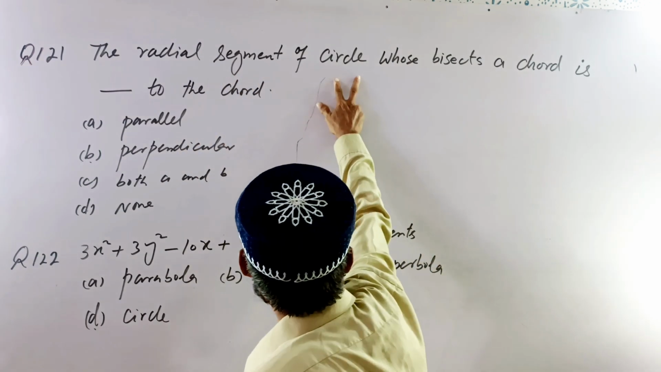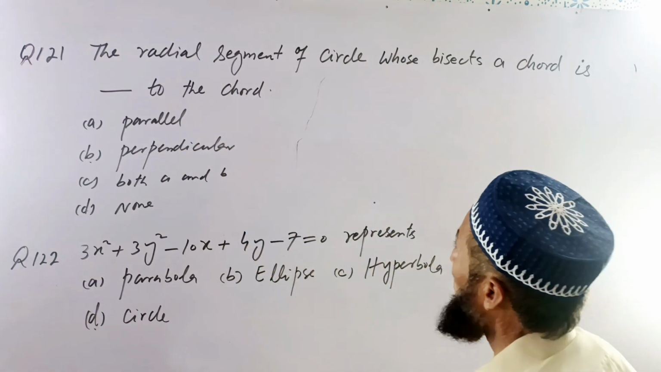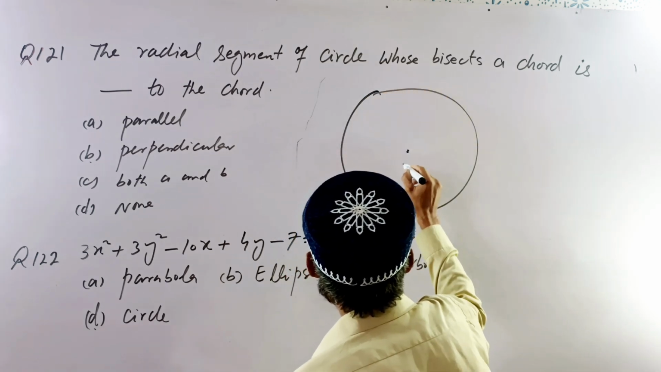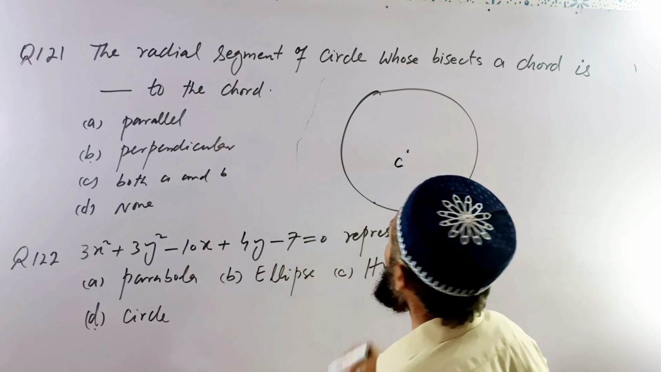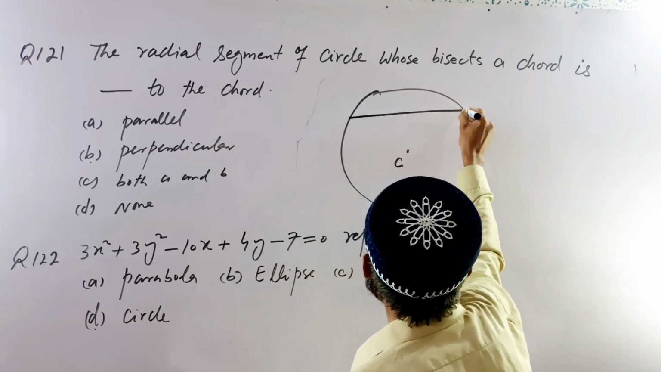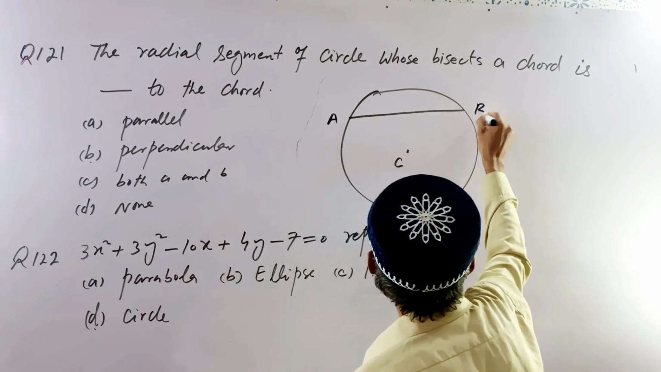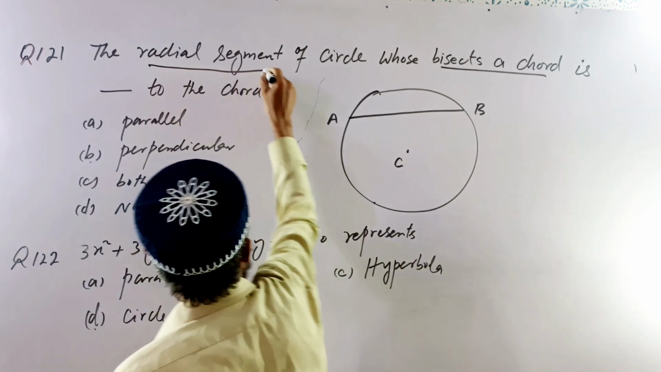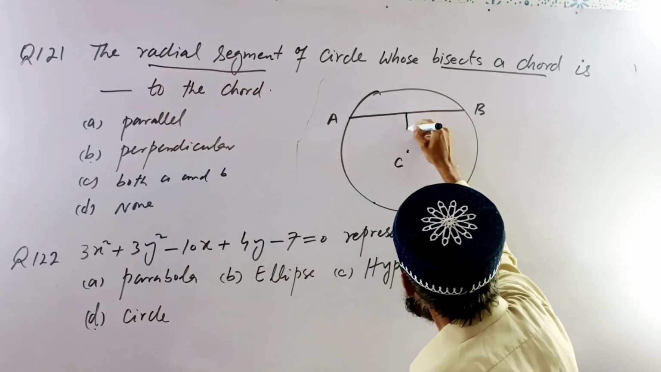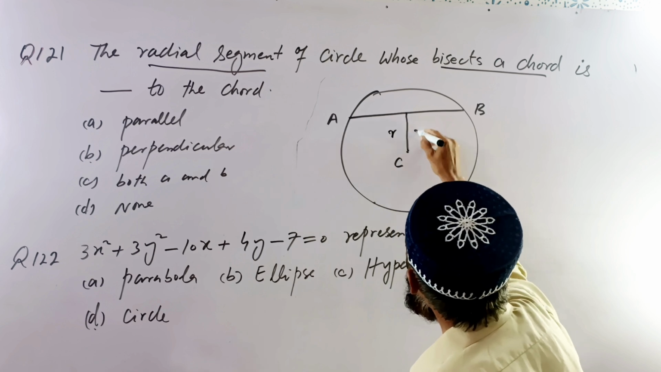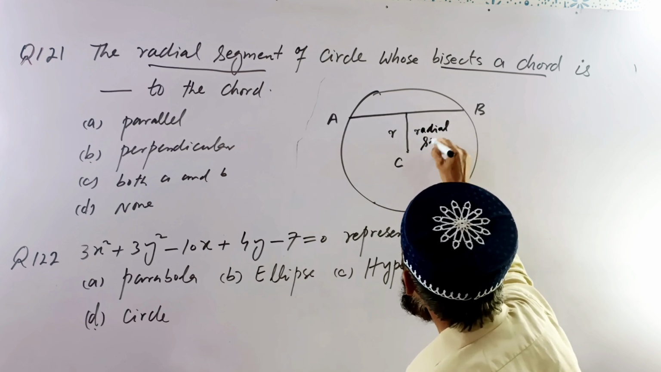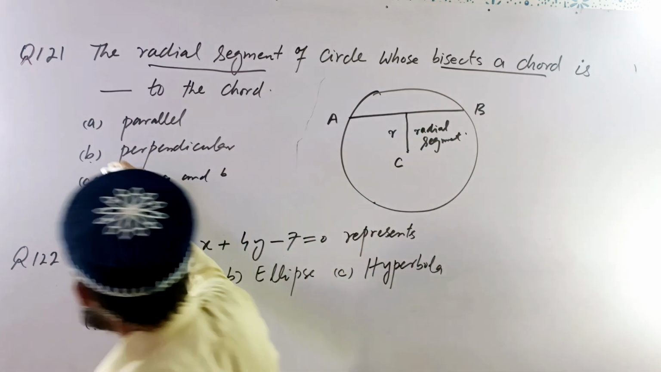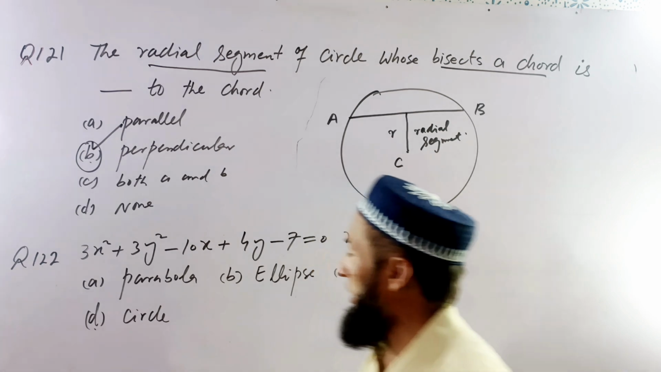A radial segment of the circle which bisects a chord: we have a circle and this one is the center, and we make a chord. One of the chords is this one, AB. The radial segment that bisects a chord is always perpendicular to it. That is the perpendicular option. B is the correct option.